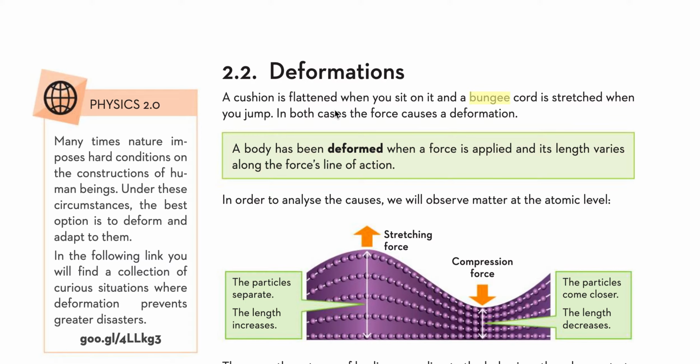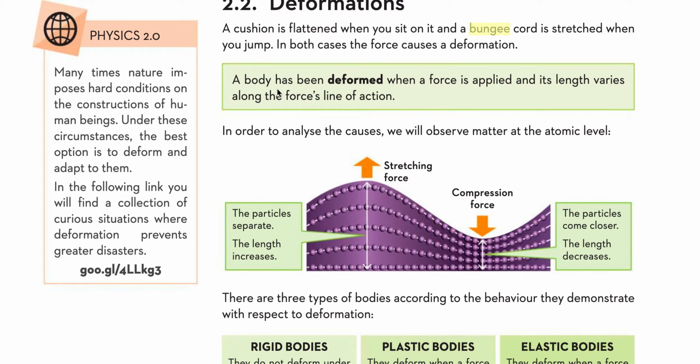Deformations. A cushion is flattened. Flatten is to make flat when you sit on it, and a bungee cord is stretched when you jump. Bungee cord is when people are jumping off a bridge. In both cases, the force causes a deformation. A body has been deformed when a force is applied and its length varies along the force's line of action.